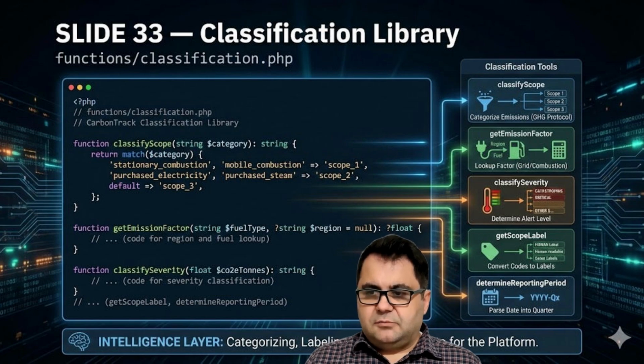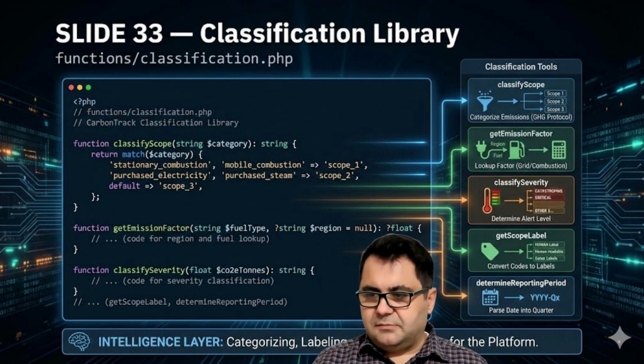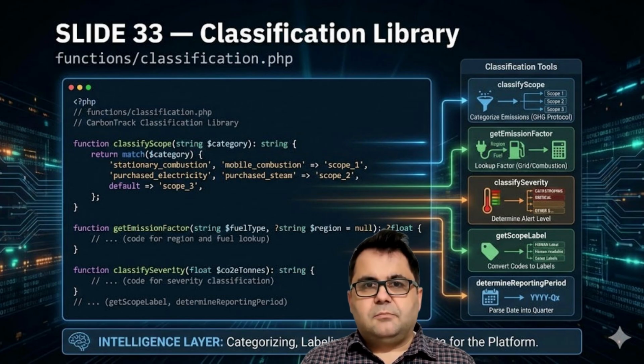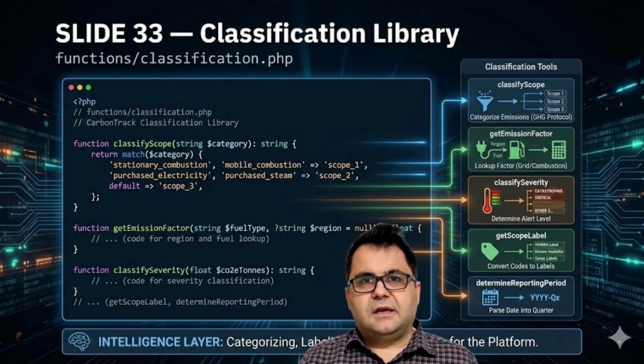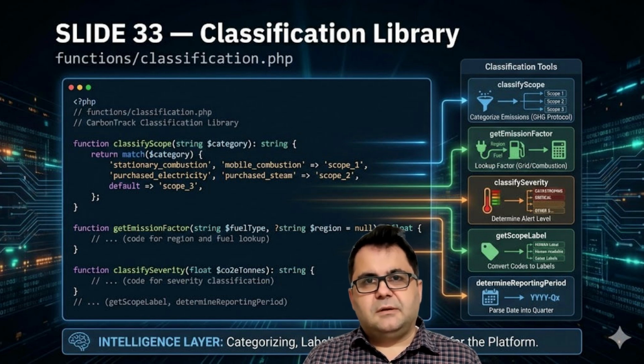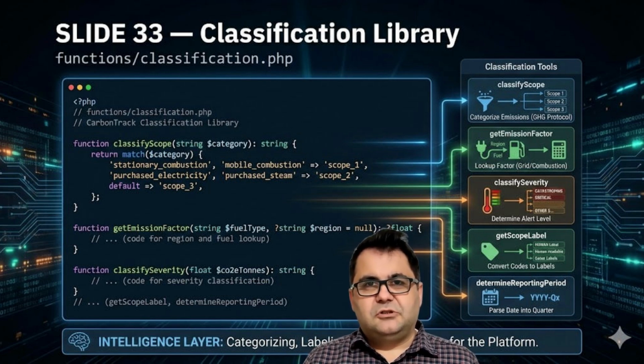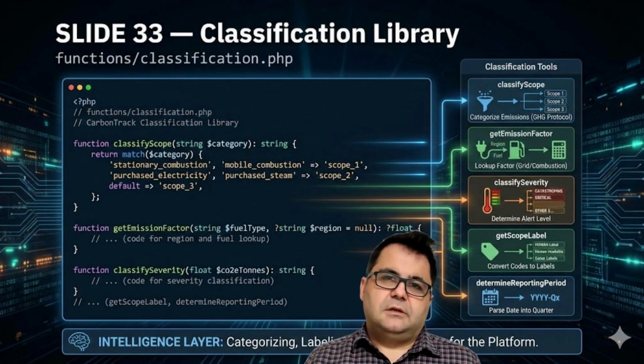The classification library contains functions for categorizing and labeling data. classifyScope maps categories to GHG Protocol scopes. getEmissionFactor handles both fuel-based and region-based lookups. With a single function, if a region is provided, it returns the grid factor.